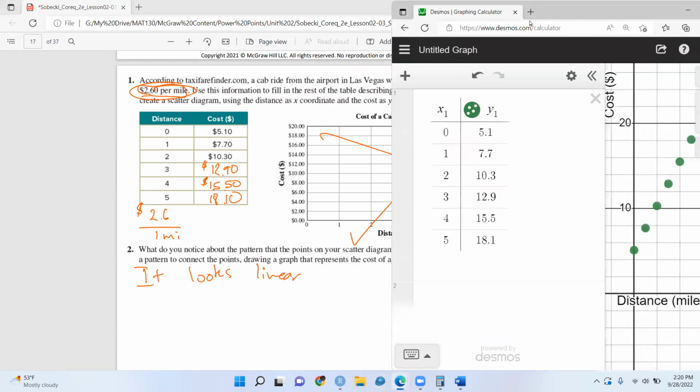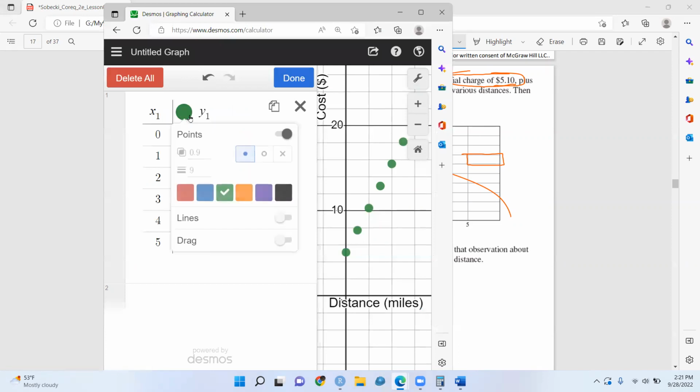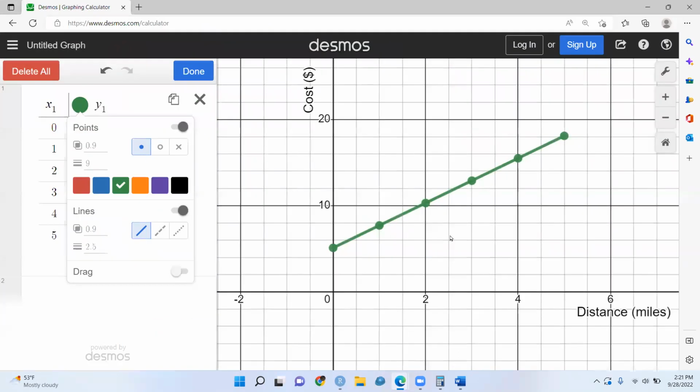Okay, we can do that here. We just turn on the line. And yeah, all those points are on the exact same line. This is appropriate to do. Excellent.